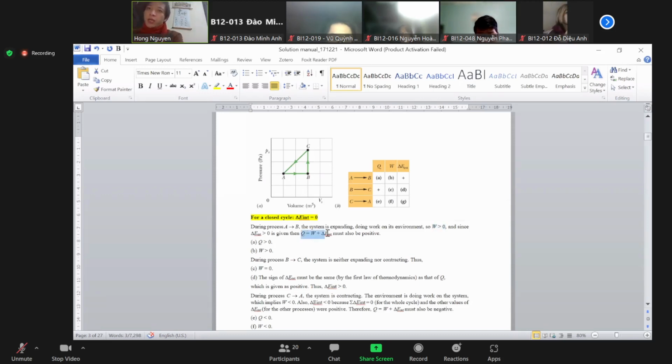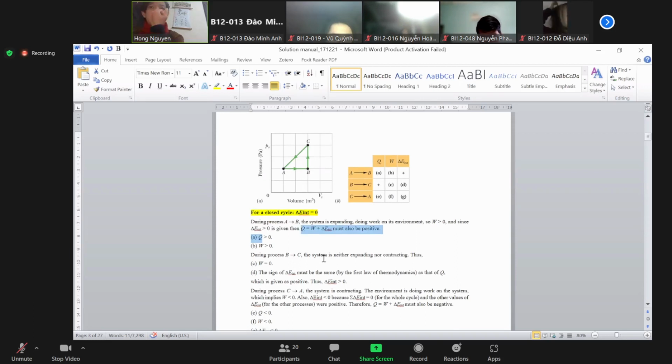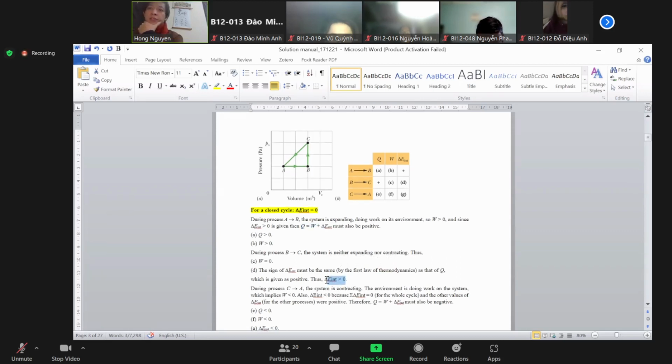Then, if we apply the first law, this one is positive, this one positive, the heat should also be positive. Now we solve for the process AB. For the process BC, actually this is a constant volume process, then the work equals 0. If we apply the first law here, the change in internal energy must have the same sign as the heat, then it should be positive also.